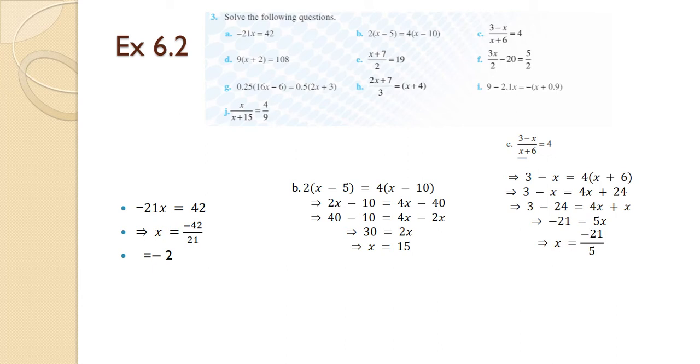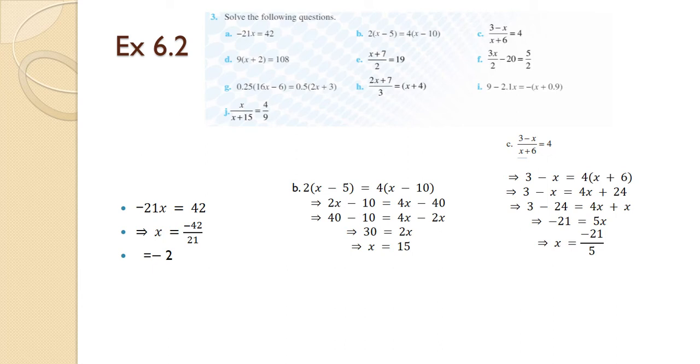Here you can see you have 2 into bracket x minus 5 is equal to 4 into bracket x minus 10. So the first step is I will open the brackets. So my first step will be 2 into x is 2x, 2 into minus 5 is minus 10. 4 into x is 4x and then it is minus 40.